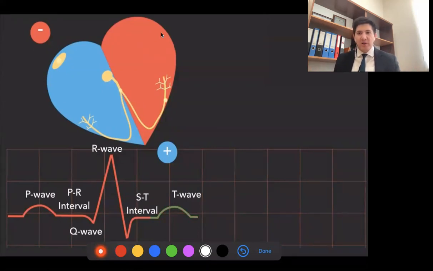We actually are measuring the dipole. And by just understanding the shape of each part of this ECG, we can understand where the malfunctioning is, so the position of the malfunctioning parts of the heart.